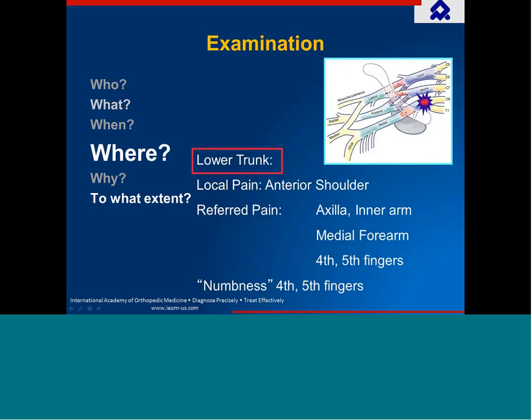If we get down to the where, we'll realize that the lower trunk is the most susceptible because of what I just described as the mechanical route of the neurovascular bundles over the top of the first rib, which is why thoracic outlet in the disputed neurological, which is what we have the ability to make a difference in, is most common. So the referred pain oftentimes can be in the axilla, the medial forearm, oftentimes in the fourth and fifth fingers, and this concept of numbness. The numbness is because the nerve is not functioning properly. It's not that it's yet pathological and objectifiable, but it's not functioning properly because it's not getting the right circulation.